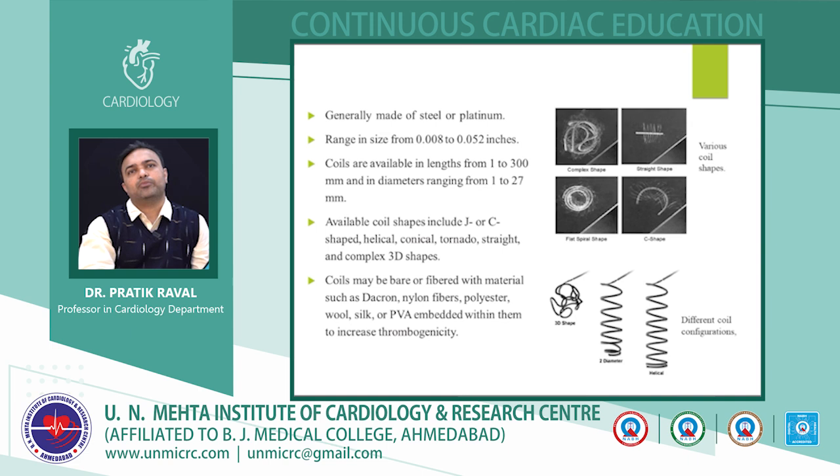These coils are generally made of steel or platinum. They come in various sizes ranging from 008 to 052 inches, the lengths available are 1 to 300 millimeters, and the diameter also ranges from 1 to 27 mm. So a vast variety of sizes and shapes are available. The shapes include J shape, C shape, helical structure, conical structure, tornado-like structure, and complex 3D structure. So they are available in a plethora of sizes and shapes.